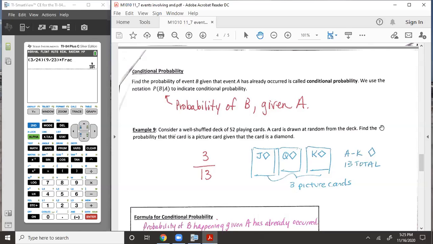And the probability that that is a picture card, well, out of 13 diamonds, we do know that there are only 3 picture cards that are diamonds, the Jack, Queen, King. So the probability of getting a picture card given that we have diamonds is 3 over 13.